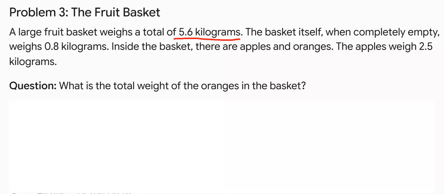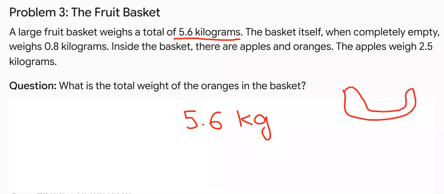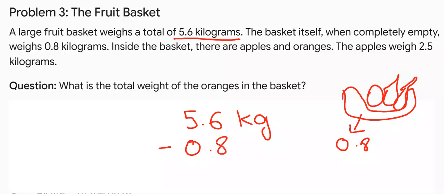Okay. The total weight of the fruit basket is 5.6 kg. And the weight of the basket is, like, this is the basket and it is filled with some fruits. Okay, the weight of the basket is 0.8. We will subtract it from here to get to know how much is the weight of oranges, right?